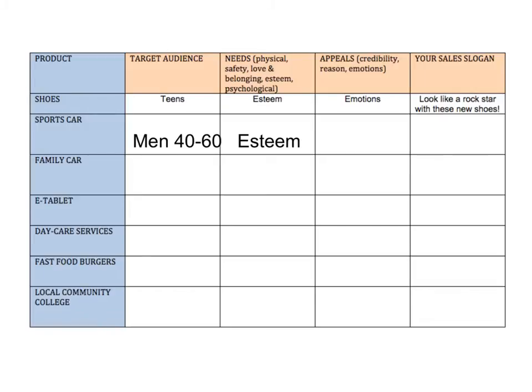Reason might work well or credibility might work well for men 40 to 60 if you're choosing a Corvette. Corvette is known for its credibility, but I'm going to put in emotions because we want these men to feel good about buying a sports car. And then the last slot is sales slogan. What kind of sales slogan would work well for selling men 40 to 60 who want a better self-esteem, a sports car? We also want our slogan to focus on emotion. So we want to choose a slogan that's going to make them feel good.